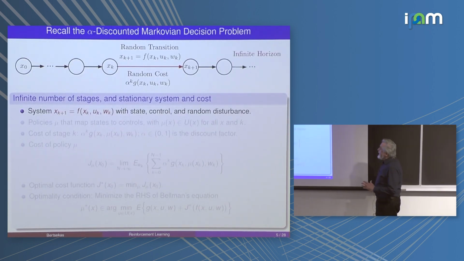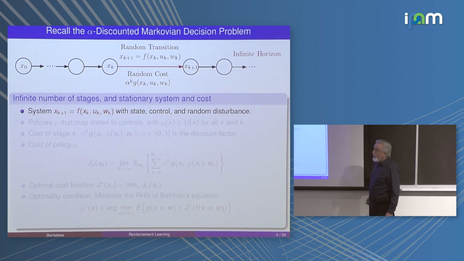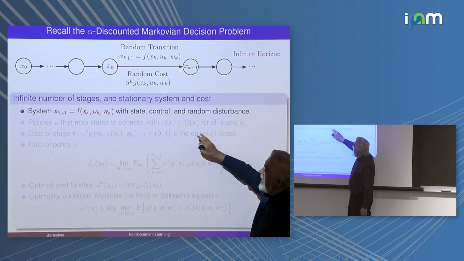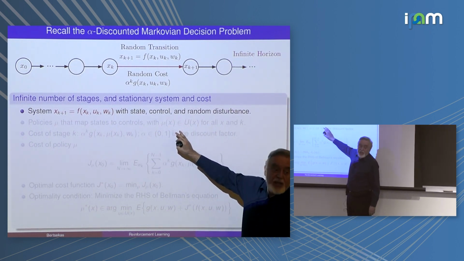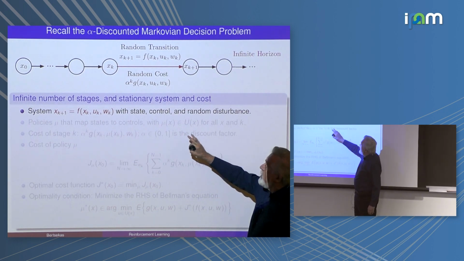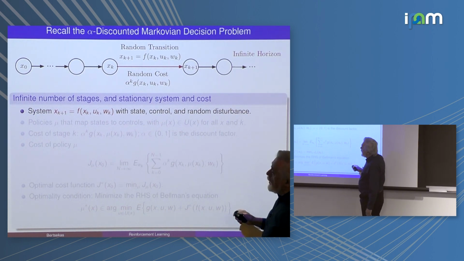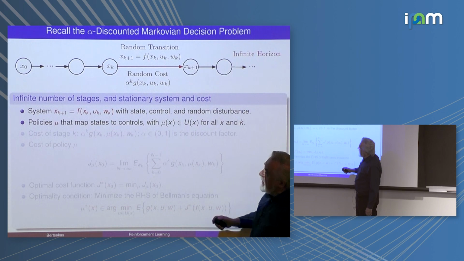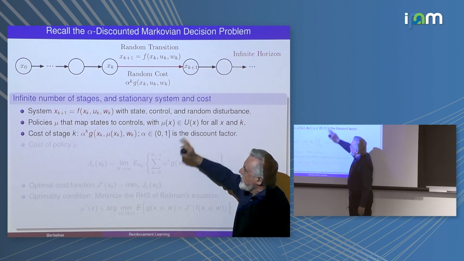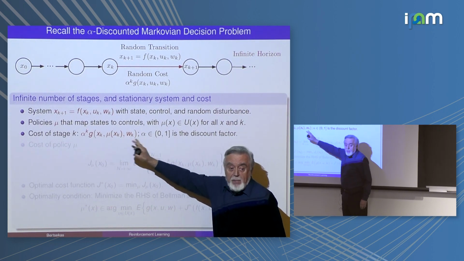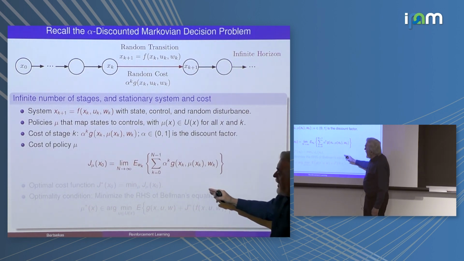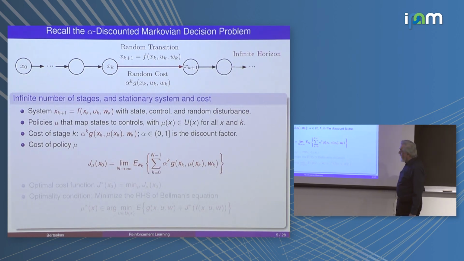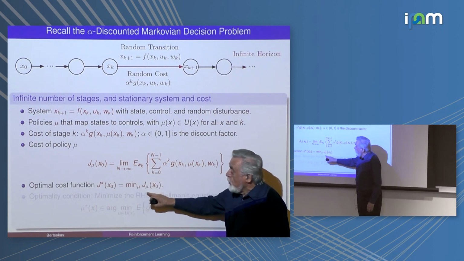So I'm going to start with the standard alpha-discounted Markovian decision problem, where you have a stationary system and cost. The system evolves over an infinite number of stages. The system equation is what you see here. Xk is the state at time k. Uk is the control at time k. And Wk is a random disturbance. And we are considering policies that map states into controls subject to some constraint. And at each stage, going from xk to xk plus 1, there is this cost here, which is discounted by a factor alpha. And the cost of a policy is obtained by adding up all those costs over a finite horizon, take their expected value, and then take the limit as the number of stages goes to infinity. And the optimal cost function is the minimum of this over all mu, over all policies.